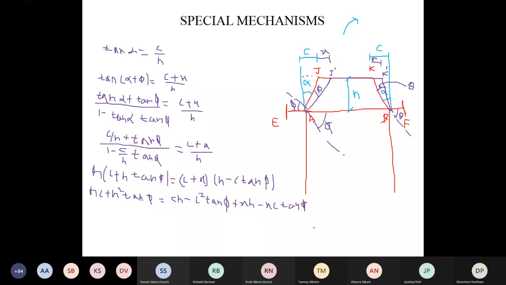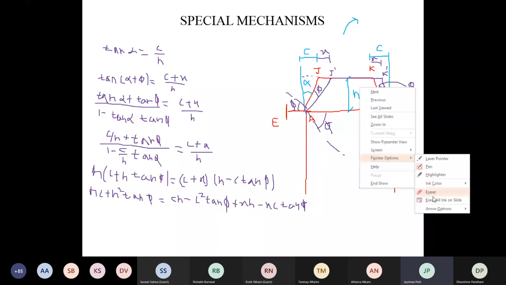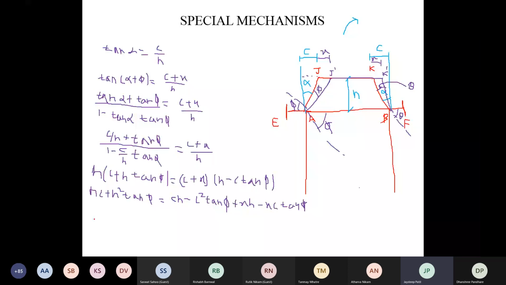Is it right? Okay. Now if you see here, you have to take down this tan phi terms towards the one side. There are three terms in the form of tan phi. One is h square tan phi. Then next is your c square tan phi minus xc tan phi. And you have to write down the equation in terms of tan phi.